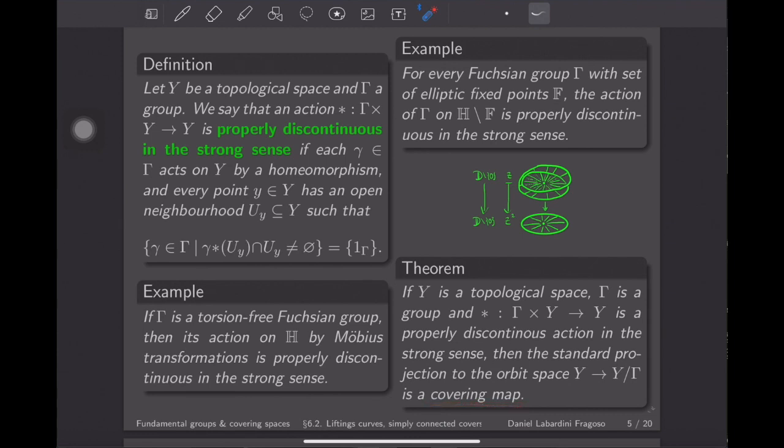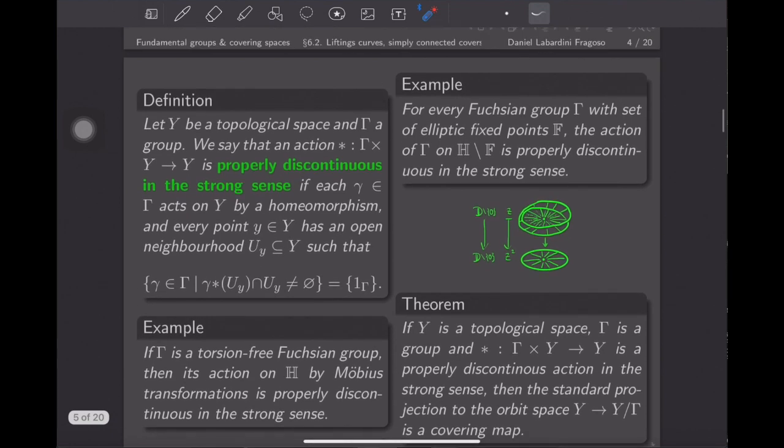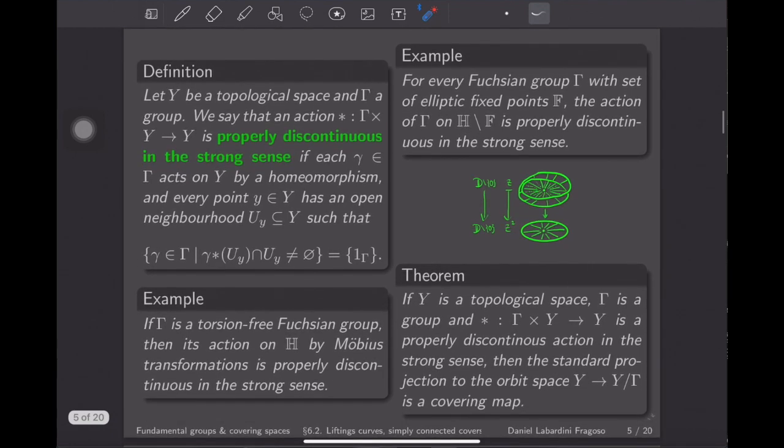And somehow the idea in the proof of this theorem is actually quite simple. You see here I take any point, and then I say, okay, around that point, what would be an evenly covered neighborhood? Then something I can do is take any preimage of that point, and around that point there is some open neighborhood with this property. So I take that open neighborhood, and then you see the identity fixes that neighborhood, and every non-identity element takes it sufficiently far away.